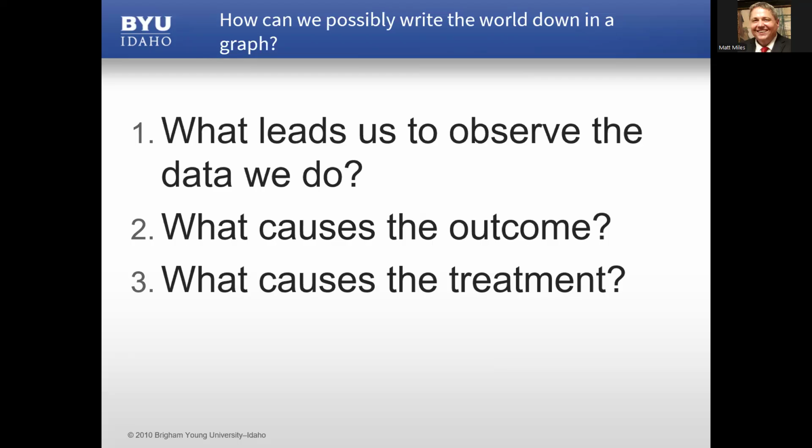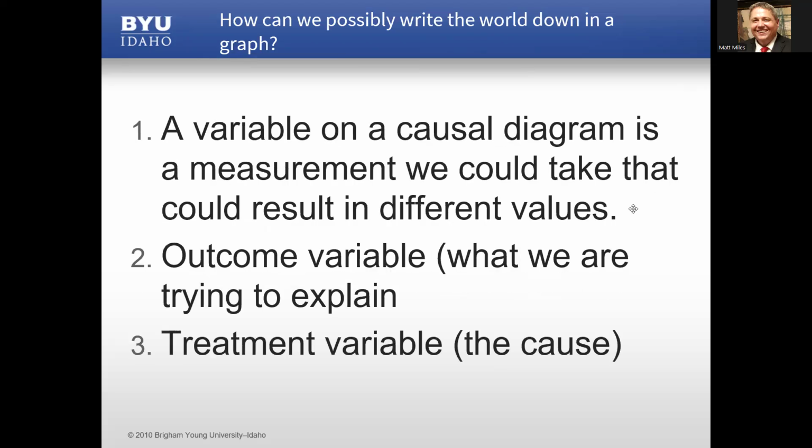So we're going to focus on what causes the outcome. The outcome is often referred to as the dependent variable, and the treatment. The treatment is often referred to as the independent variable. So we're going to draw a little diagram so we can try to explain what we think is causing the outcome variable, or the thing we're trying to explain, and what we think is the independent variable that leads to that.